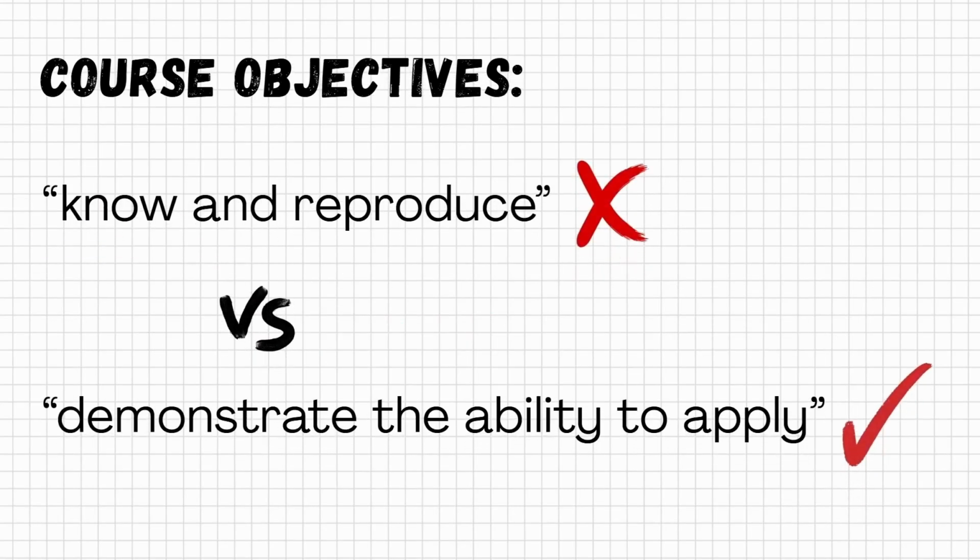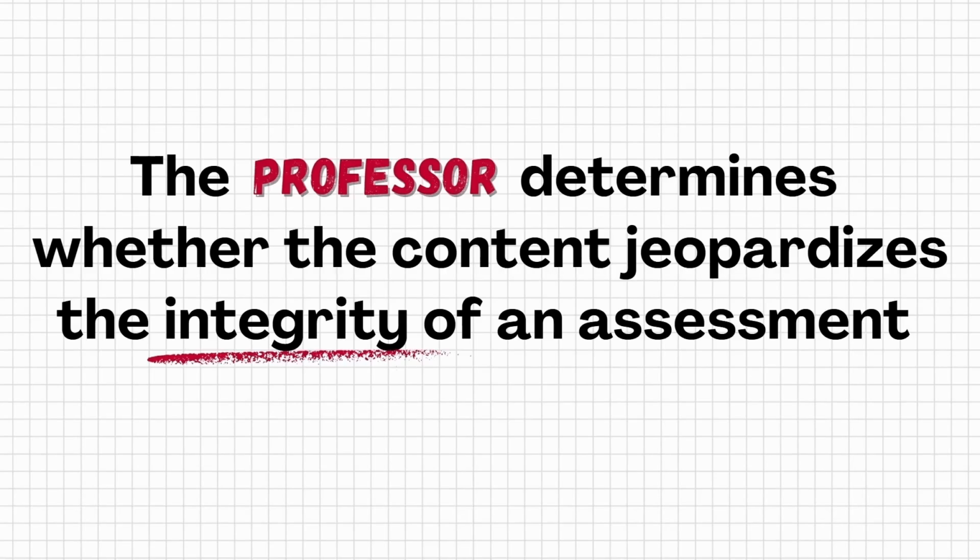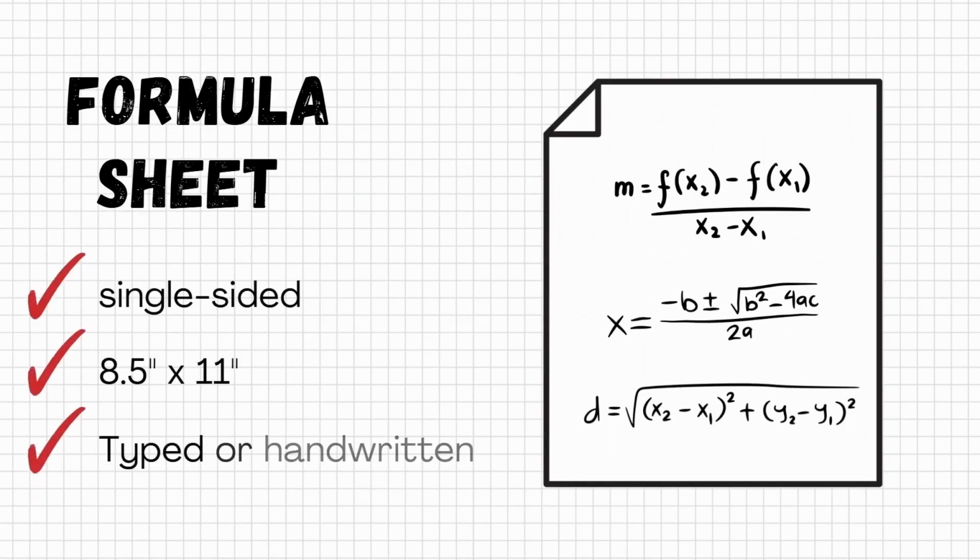If the course objective is that students should be able to know and reproduce a formula, it would not be allowed. If the objective is that students only need to demonstrate the ability to apply a formula, it may be allowed. Either way, the professor will determine whether the content jeopardizes the integrity of an assessment and may or may not allow formulas on the memory aid. In many cases, a separate formula sheet accommodation could be beneficial.